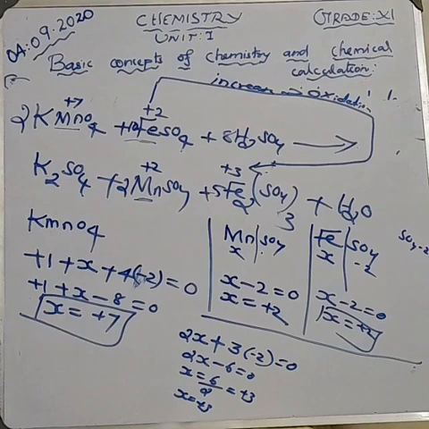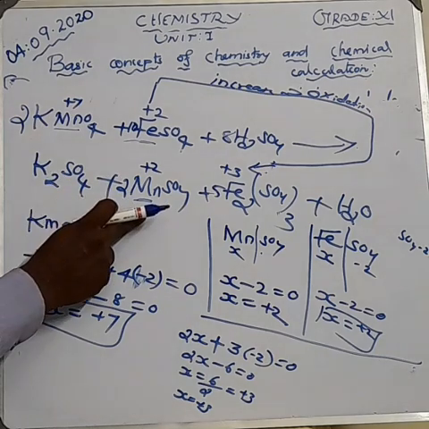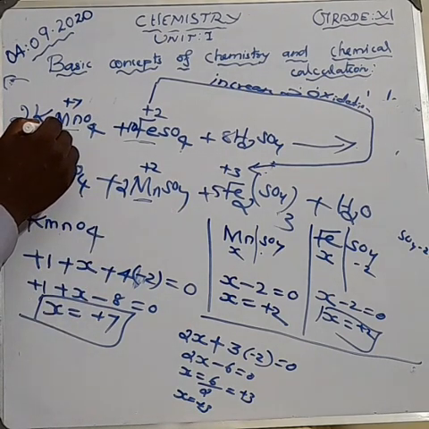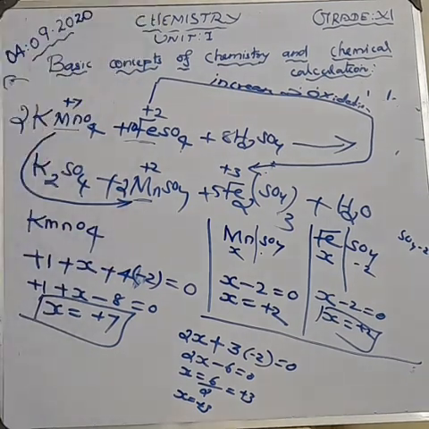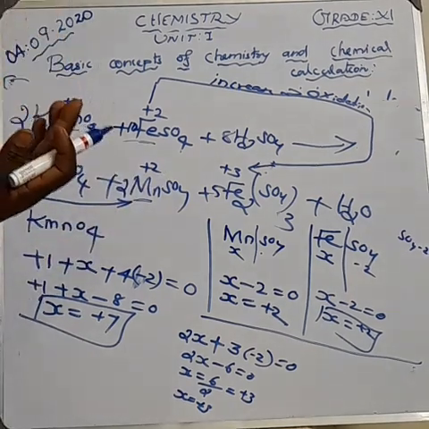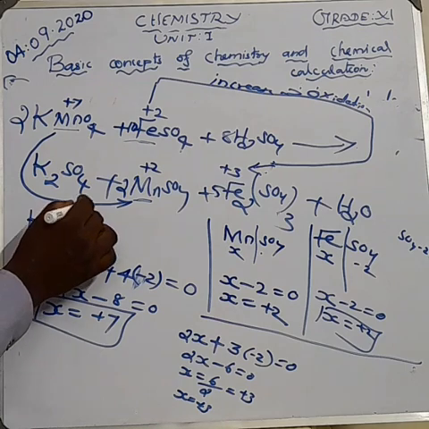Like that, in the reactant side manganese having plus 7, the product side manganese having plus 2. Plus 7 to plus 2. It is increasing or decreasing? Decrease. So it is called what? Reduction.